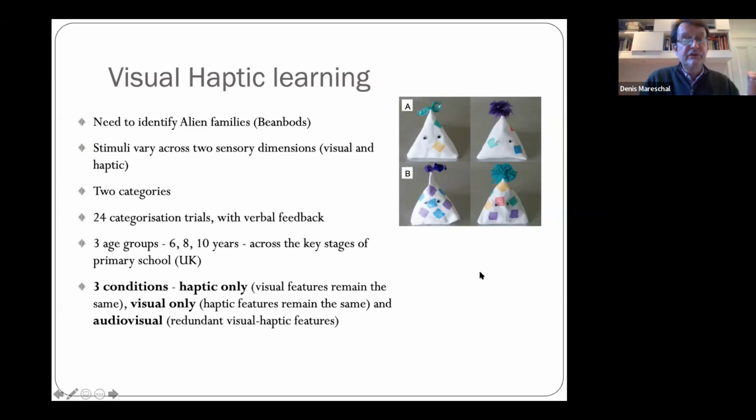The task is slightly different in that the kids were presented with these one at a time and then had to categorize them. Do these aliens live over here? Do they live over there? And they were given feedback each time. There were three conditions: the haptic only, where the visual information was always the same, but it was the insides that determined what family they lived in. The visual only, where the insides were always the same, so the visual information predicted the family. And then not audiovisual, but visual haptic, where both vision and haptic information were redundant and predicting one way or the other.